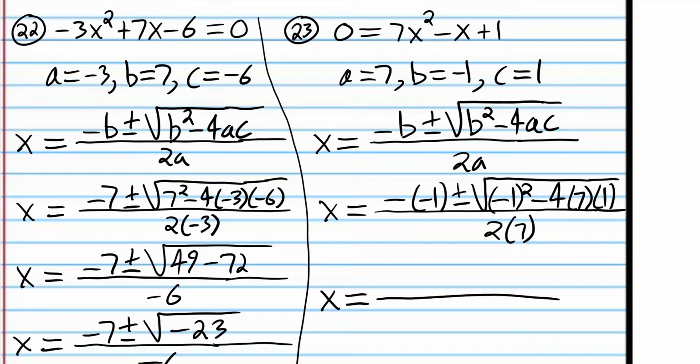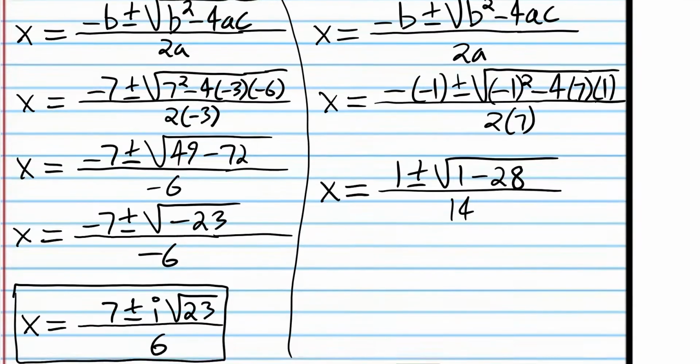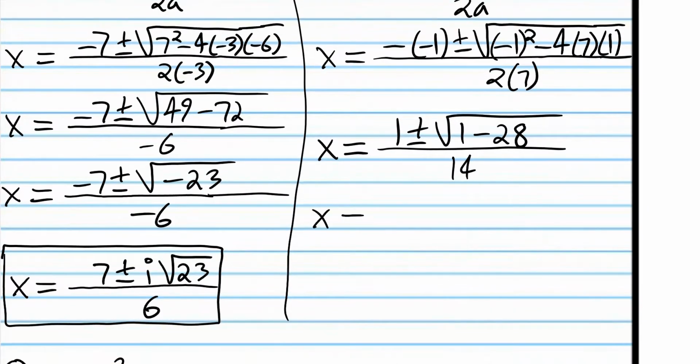So a double negative becomes a positive. Negative 1 squared is 1. Negative 4 times 7 is negative 28. Negative 28 times 1 is negative 28. 2 times 7 is 14. Then we get negative 27 inside the root.